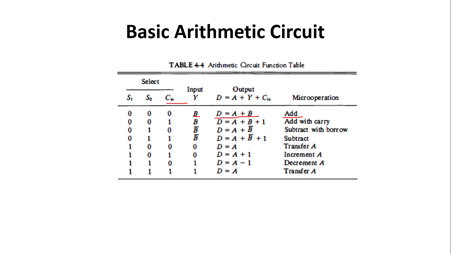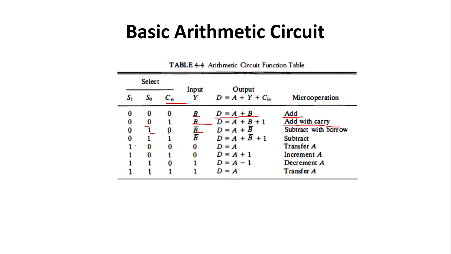The next is when S1 is 0, S0 is 0 and Cin is 1 and input Y is B, then D is equal to A plus B plus 1. This means the add with carry micro operation is performed. The next arithmetic selection line is S1 is 0, S0 is 0, Cin 0, and B bar is the input given to Y, then D is equal to A plus B bar, that is the subtraction operation.